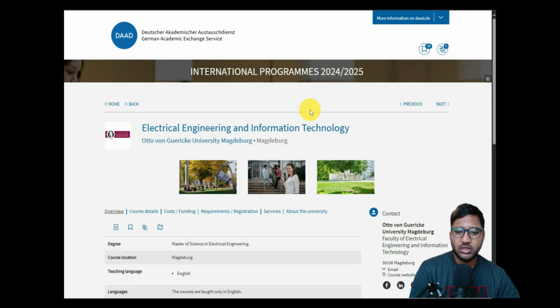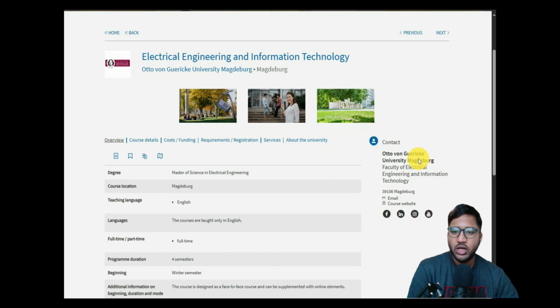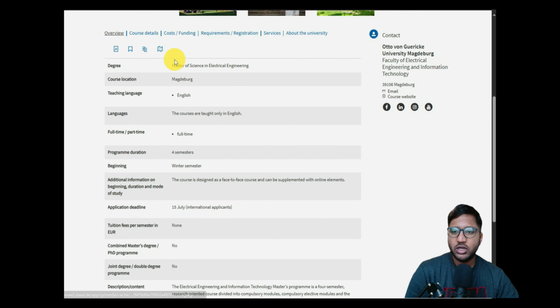This is the requirement analysis that we're going to do, and this is the page. Once we click on the course on the DAAD website that we usually go through, this is the straightforward page. So here we will go for OVGU University Magdeburg for the course Electrical Engineering and Information Technology. This degree is considered a Master of Science in Electrical Engineering at Magdeburg, where you will be studying, and the course language is completely English.